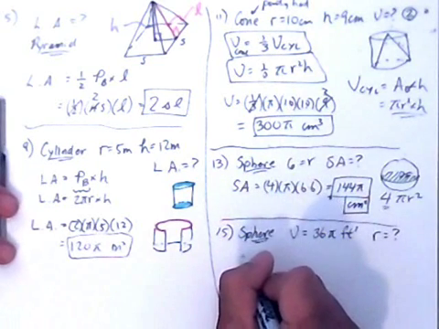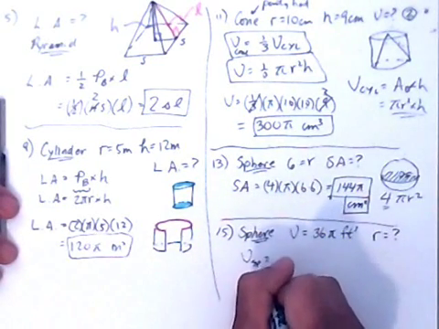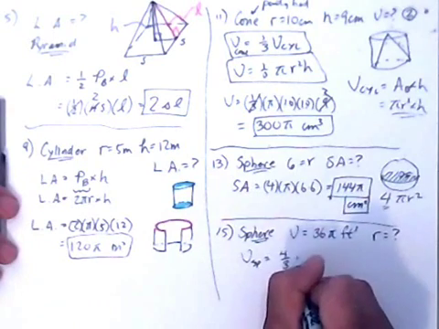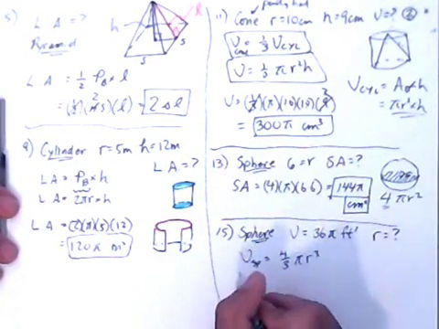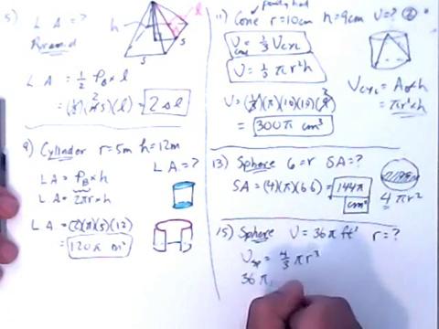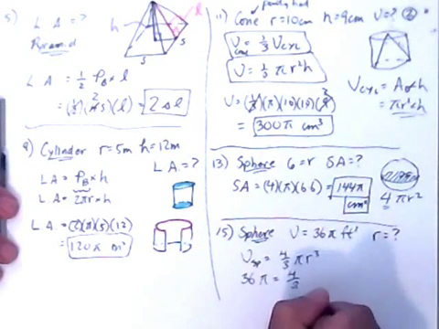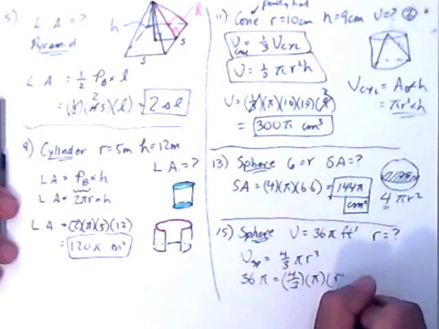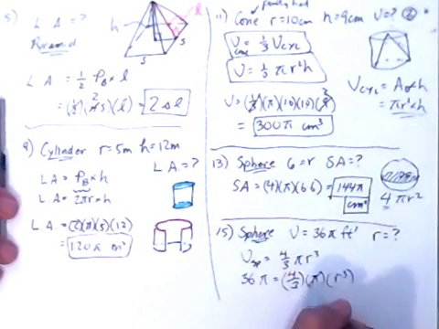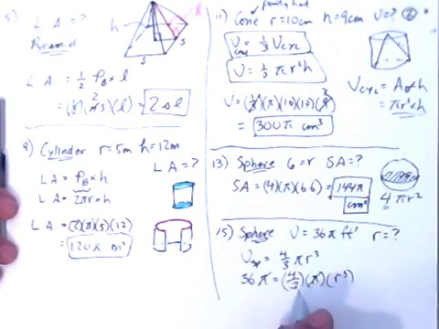So the volume of a sphere is equal to 4/3 pi r cubed. Plug in the numbers: 36 pi is equal to 4/3 times pi times the radius cubed. Notice that the pi's cancel because it's divided by pi.